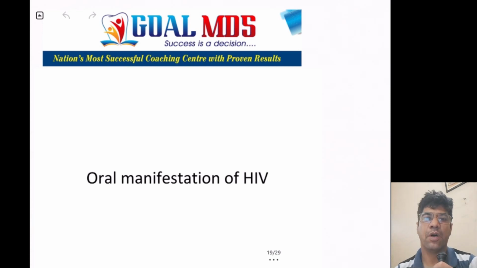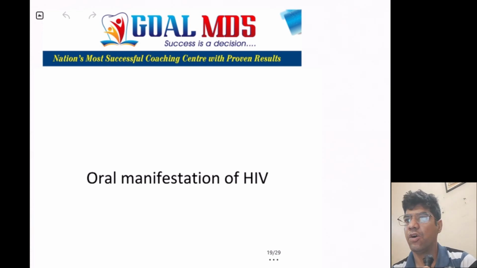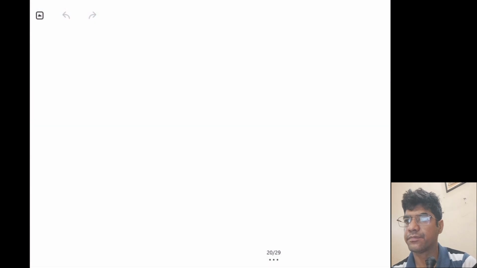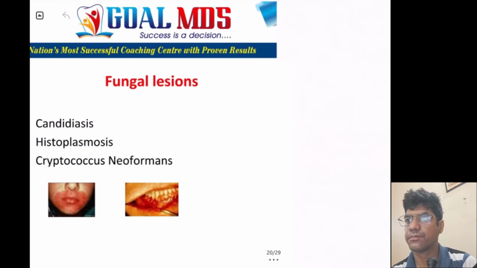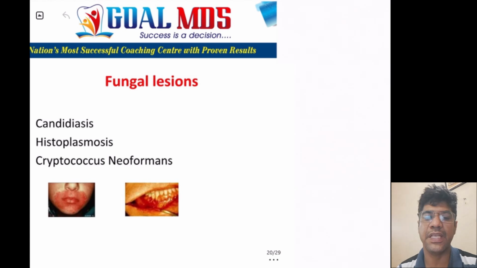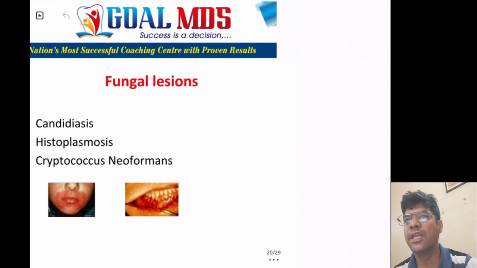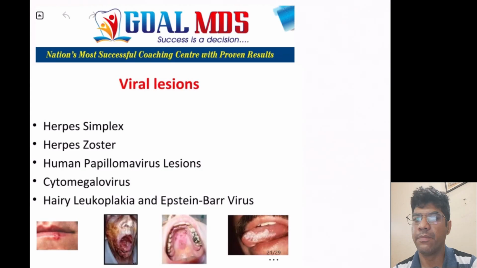So let us discuss the oral manifestations of HIV. First of all, there could be fungal lesions. Oral candidiasis is a fungal infection caused by candida yeast, resulting in white patches on the tongue, inside of the cheek and throat. Other fungal lesions could be histoplasmosis and Cryptococcus neoformans.